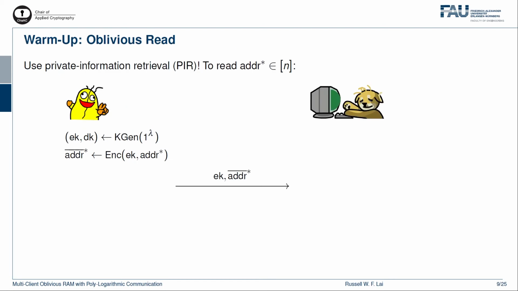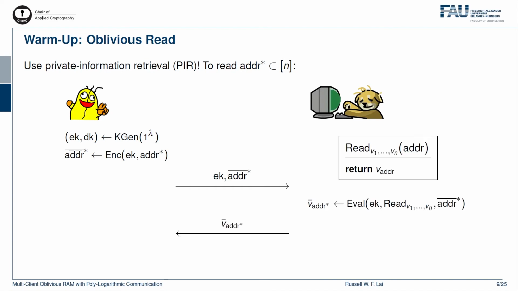As a warm-up, let's see how Oblivious read can be done. The idea is to simply use an FHE-based private information retrieval, or PIR, scheme. To read the target address, which we denote by address star, the client samples a fresh FHE key pair, denoted by EK and DK. He then encrypts the target address under EK and sends EK and the ciphertext to the server. Suppose that the database consists of the plaintext values v1 up to vn.